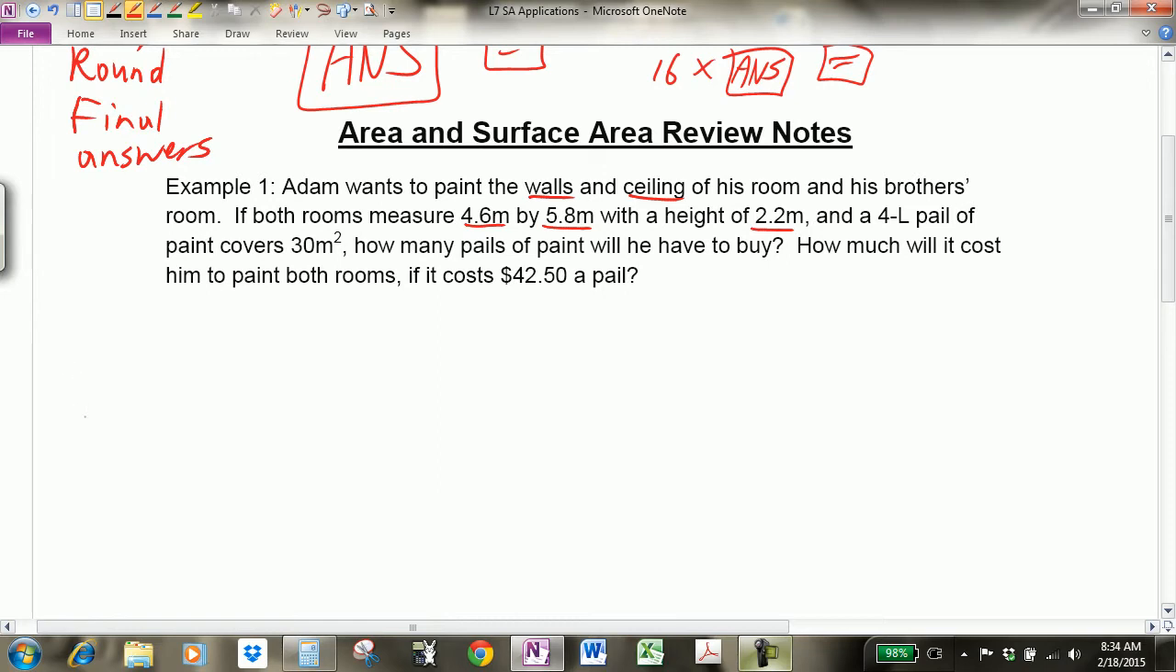So let's draw a quick little diagram of his room to help us out. We have to be careful with the height. The height is the one that's tricky. You got to make sure you're putting it at 2.2. Okay. Remember, we're not including the floor. Then the other measurements, 4.6 and 5.8, they could switch. That's not a big deal. But you got to make sure the 2.2 is in the right spot. So now you can find the correct surface area, find the left and the right, go.